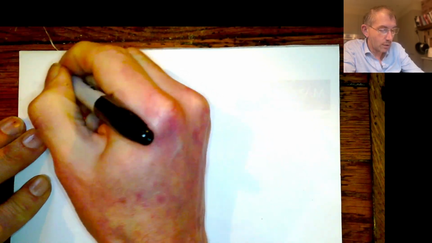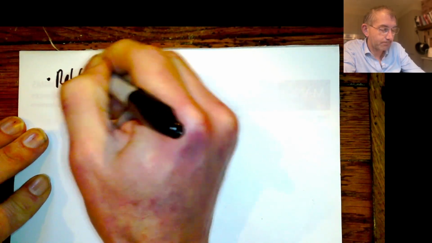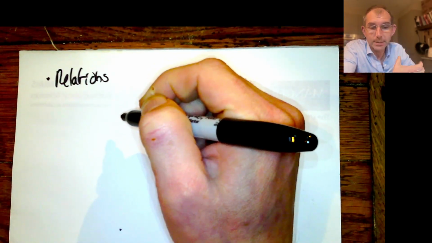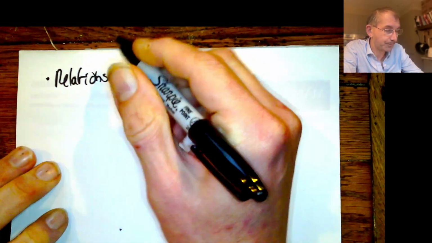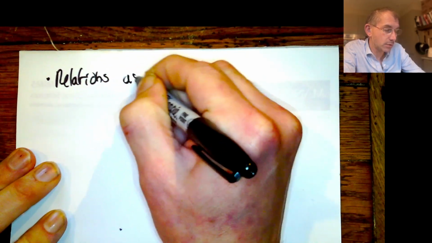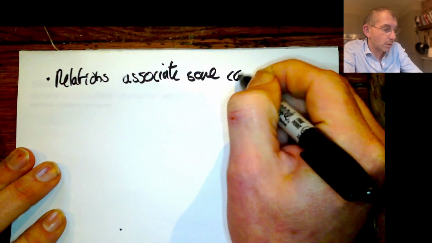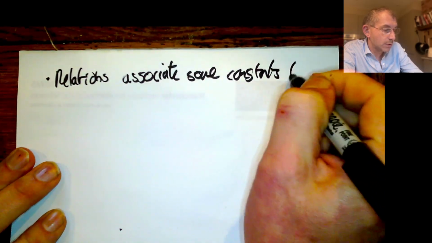But before we talk about that, I want to talk about relations, functions, and operations. So relations are ways of associating some of the constants together. So relations associate some constants together.